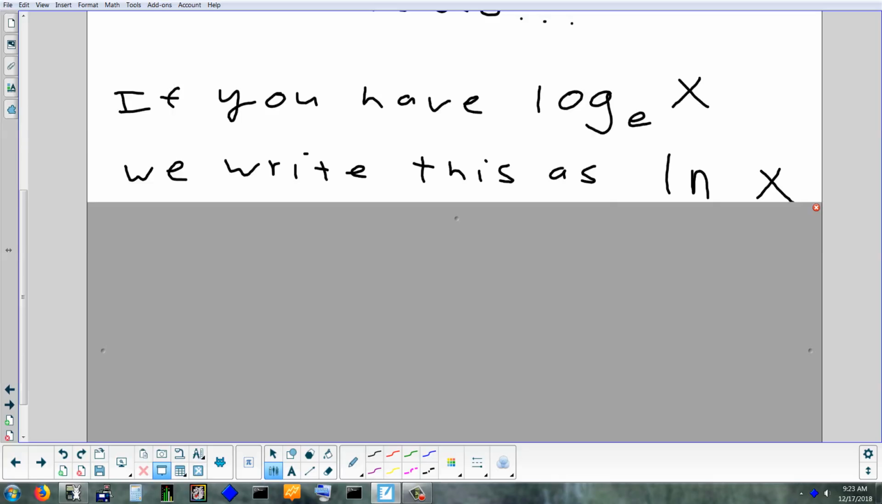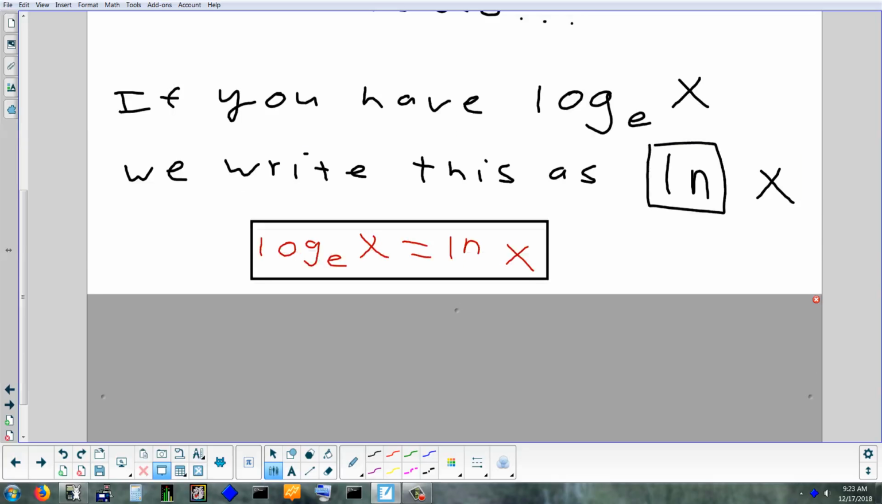Anytime you see log with a base of E, in place of that, you're going to see a lowercase l, lowercase n. That lowercase l, lowercase n is an abbreviation for log base E. I mean, it doesn't shorten it that much. I mean, log base E, you got to write 4 letters. ln, you're writing 2. But it shortens it a little bit. Right? So log base E is exactly the same thing as writing ln.